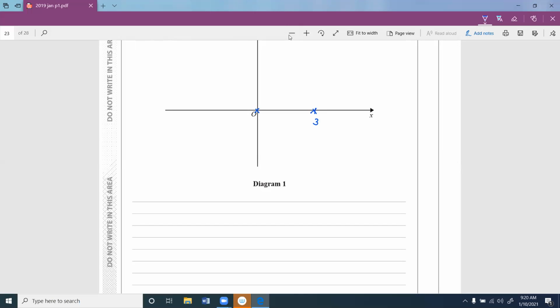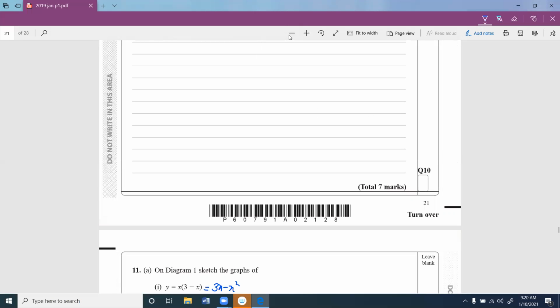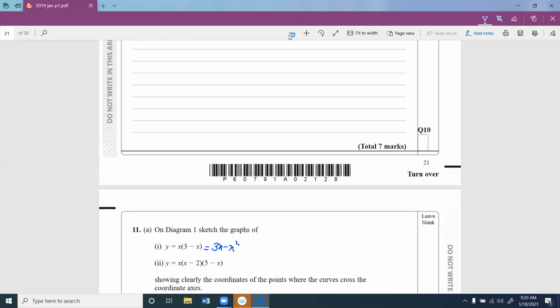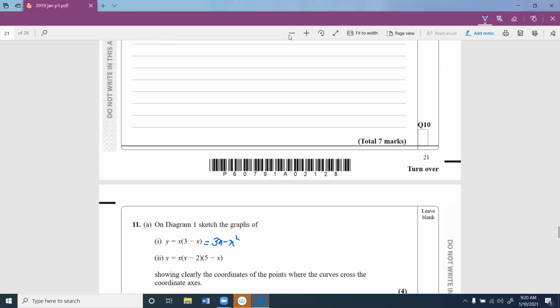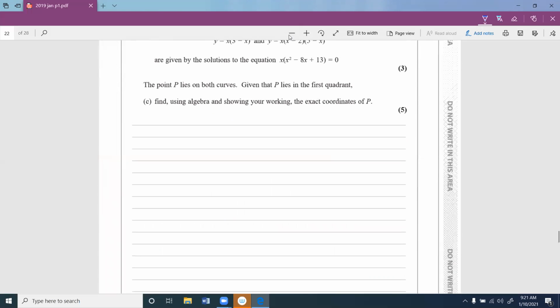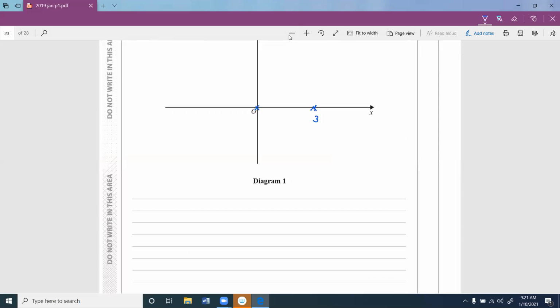So how do you get those points? In this equation, intersection with the x-axis means make y equals 0. That means x equals 0 or 3 minus x equals 0. With that, you can get that answer. Then you can say it's a graph with a maxima. So the graph is just like this. I just draw it this way around.